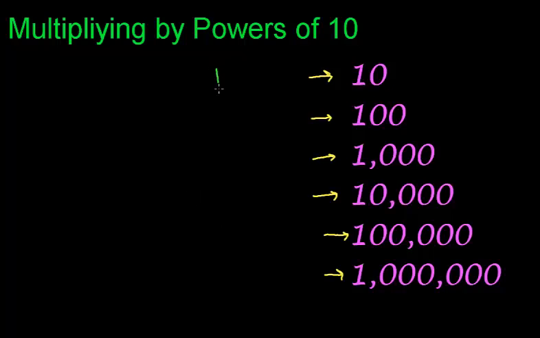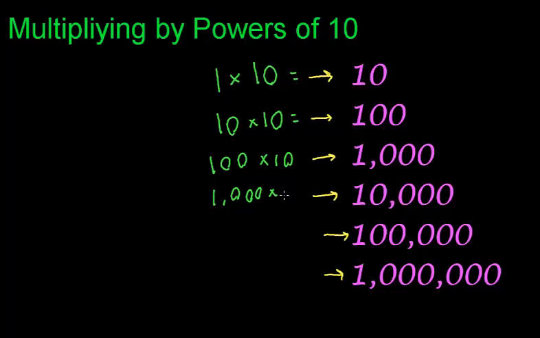When we multiply 1 times 10, we get 10. When we multiply 10 times 10, we get 100. 10 tens is 100. When we multiply 100 times 10, we get 1,000. When we multiply 1,000 times 10, we get 10,000. And you can probably see this pattern kind of continues. And that's why we call these numbers the powers of 10. When we keep multiplying these numbers by 10, we get the next one.